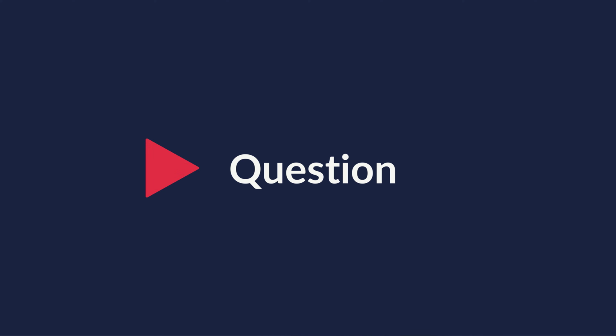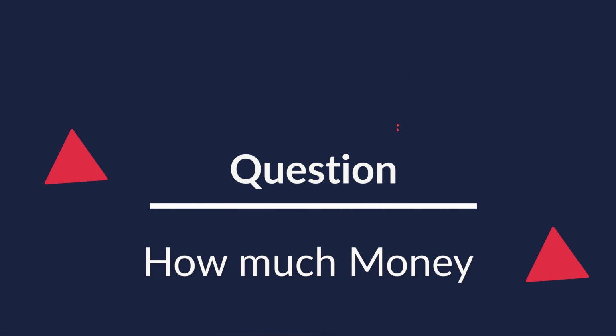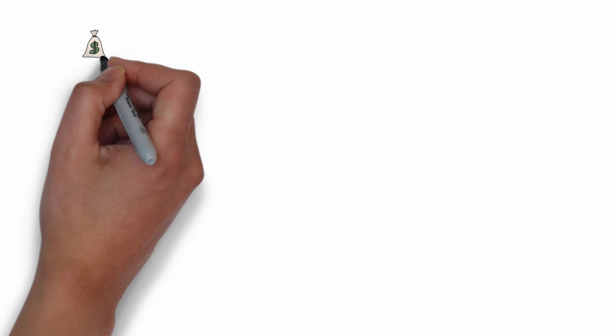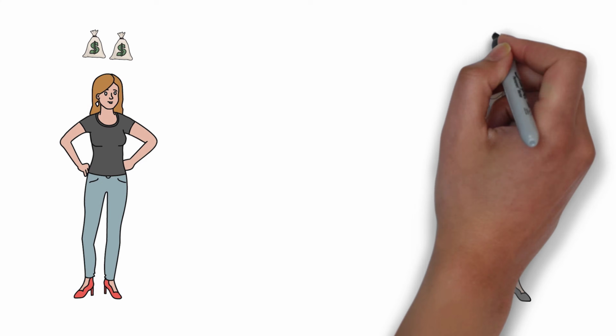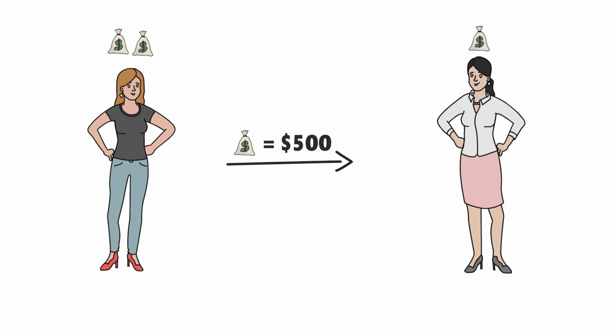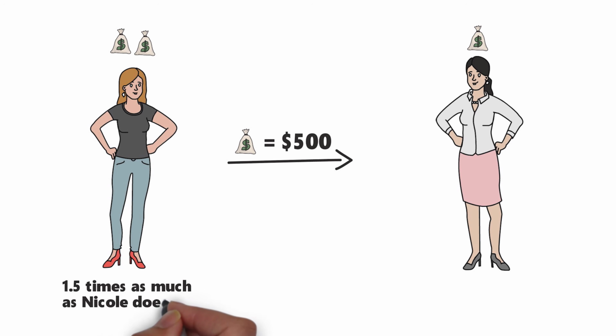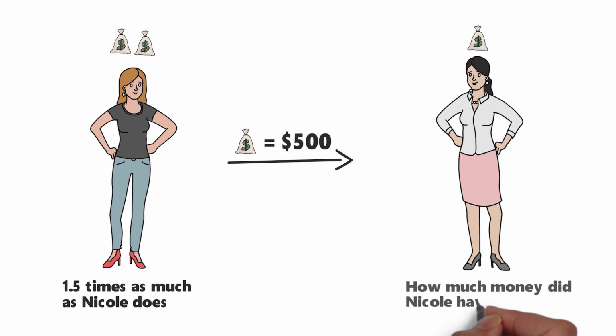Here's an interesting question which tests your understanding of money management as well as accounting. Sarah has twice as much money as Nicole does. After Sarah loans $500 to Nicole, she will have 1.5 times as much as Nicole does. How much money did Nicole have originally?